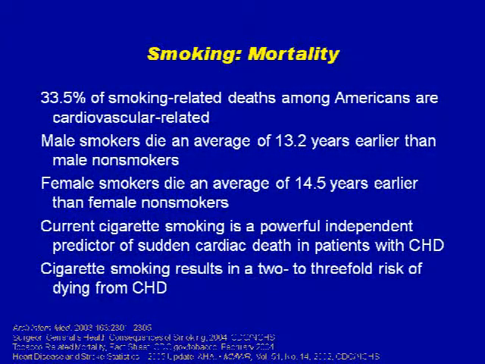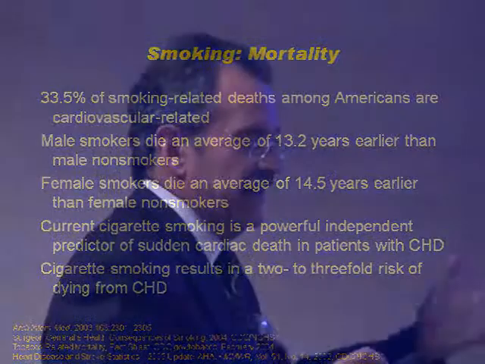So let's look at this, smoking and death. So again, if you have a genetic predisposition, that's presumably why you're here, and you smoke, you're asking for trouble. 33.5% of smoking-related deaths among Americans are cardiovascular related. So my patients that smoke all think they're going to get lung cancer. No, they're going to have heart disease, probably die of heart disease. Male smokers die an average of 13.2 years earlier than non-smokers. Female smokers 14 years earlier than non-smokers. Current cigarette smoking is a powerful independent predictor of sudden cardiac death, and cigarette smoking results in a 2 to 3-fold risk of dying from cardiovascular disease. So that's why we definitely, in this room, shouldn't be smoking.